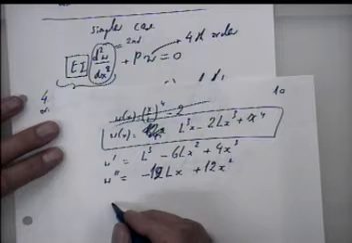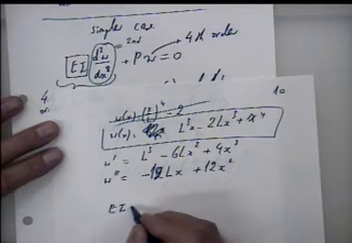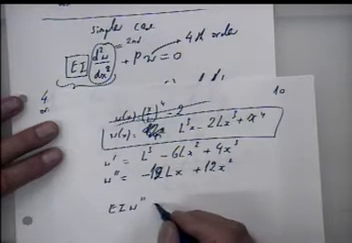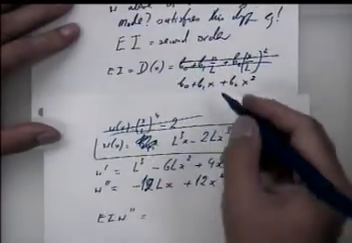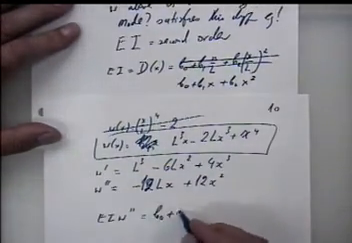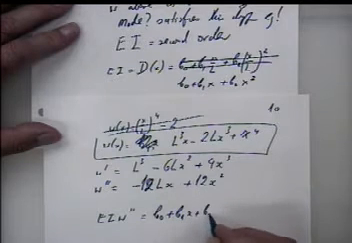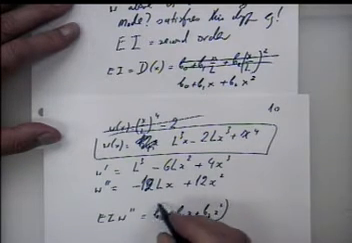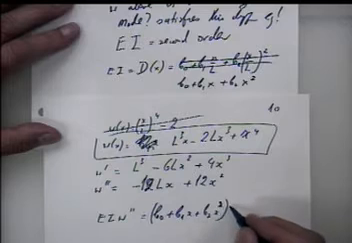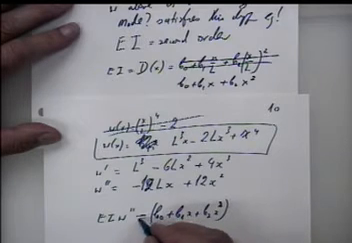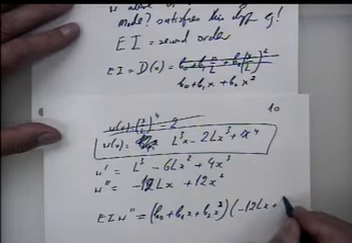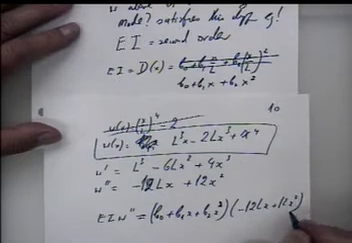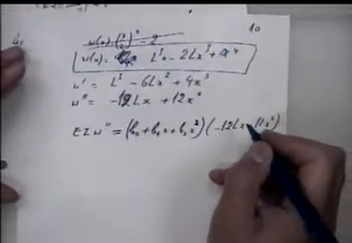Now we want to calculate EI times W second derivative. How much is this? EI itself is what? From here, B0 plus B1x plus B2x squared. And this is multiplied by minus 12LX plus 12x squared. Yes, I'm just multiplying.